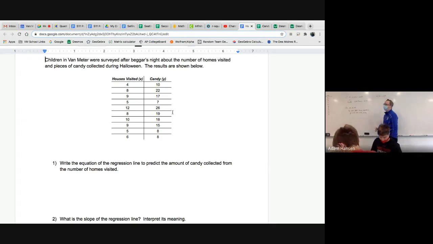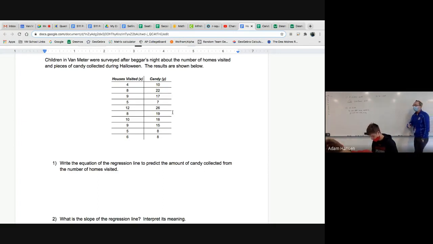What does that mean in context? Somebody else, what does the y-intercept tell us about the houses and the candy? If there were 0 homes, then you'd have negative 2.05 pieces of candy. When you go to no homes, you should get negative 2.05 pieces of candy.